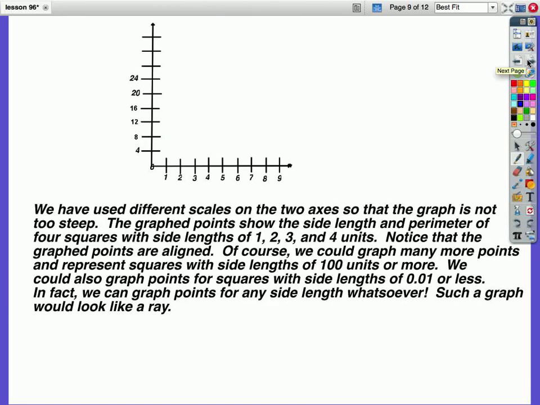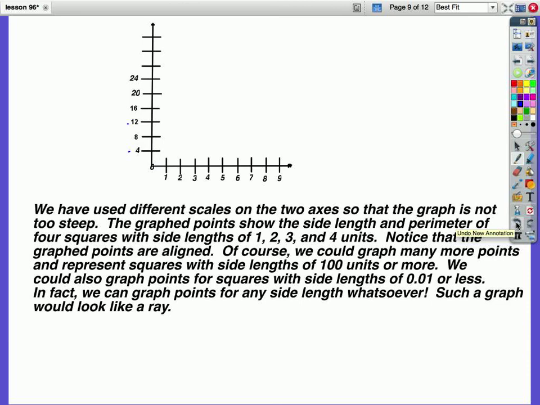We've used 2 different scales on the 2 axes so the graph is not too steep. Okay, if I had used 1, 2, 3, 4, 5, 6, I would have had to make a huge scale. It would have been really long. It would have been really steep. We would have gone kind of something like this if we would have done that. Okay?